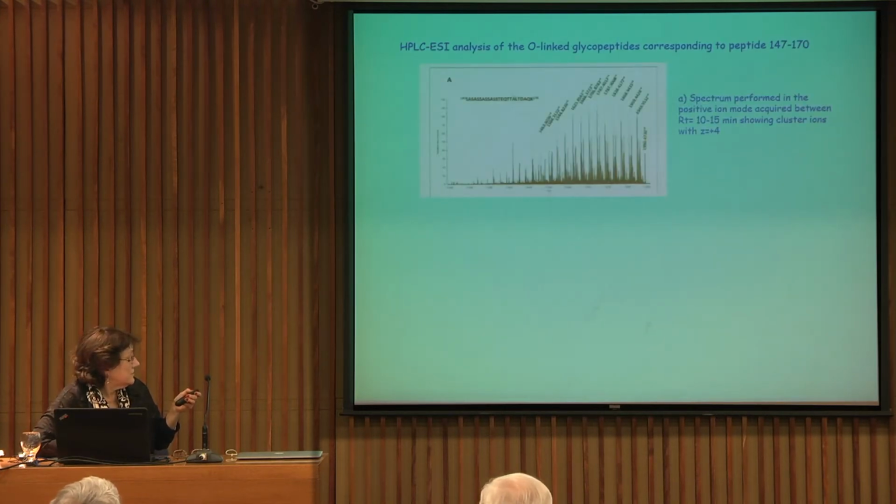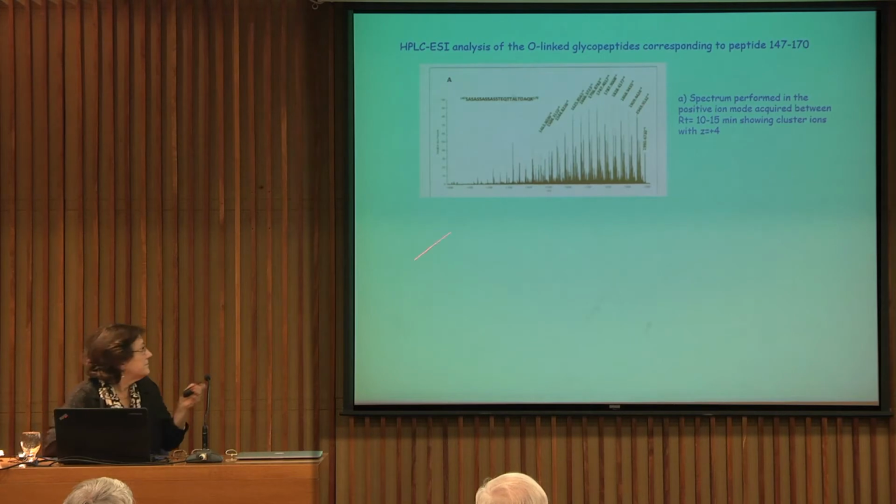Further on, we continue the analysis, and we could detect at 10 to 15 minutes another cluster of ions, in this case +4, corresponding to the same peptide but with a miscleavage. This is a bigger peptide. But to that point, we couldn't find the galacturonic acid.